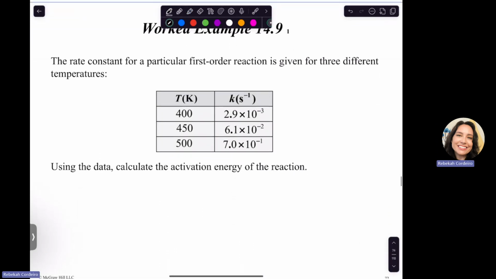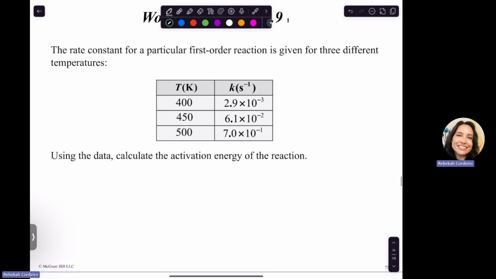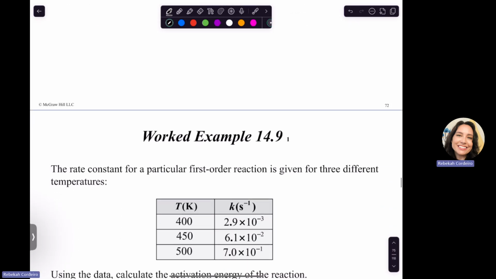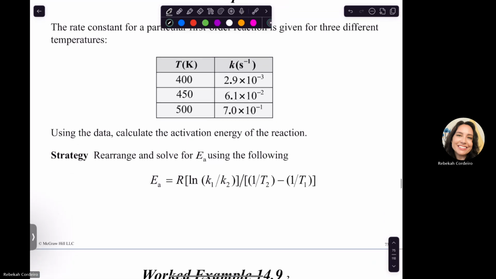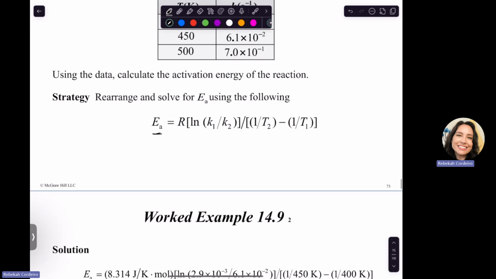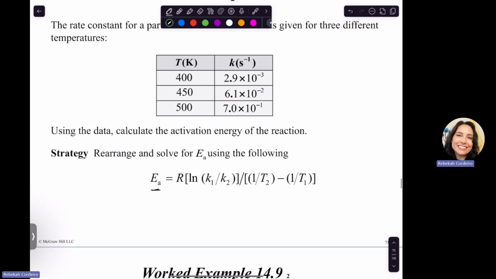Why don't you try using this? The first order reaction here, I'm giving you the temperatures, I'm giving you the K's. Can you get the activation energy using the formula? To use the formula, I'm just going to solve for EA. Now, I'll show you in class, but there are easy ways for you to break this up. You could make K1 over K2 just X, and 1 over T2 minus 1 over T1, make that Y, and then it becomes a lot easier to navigate.